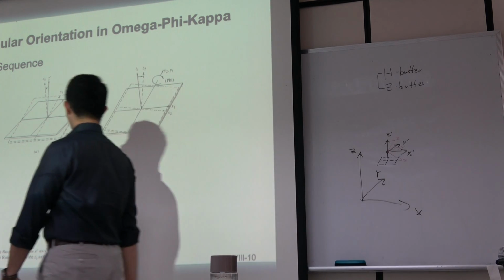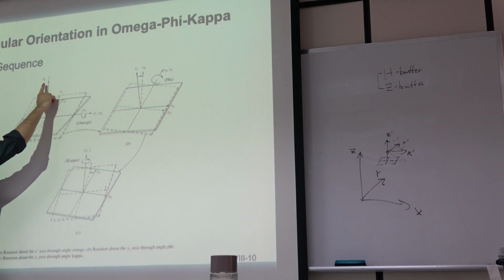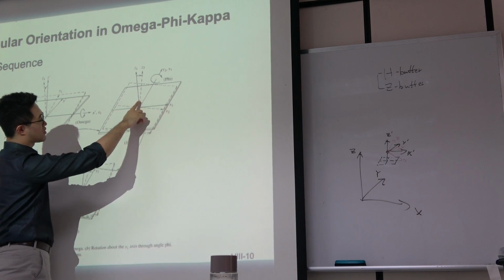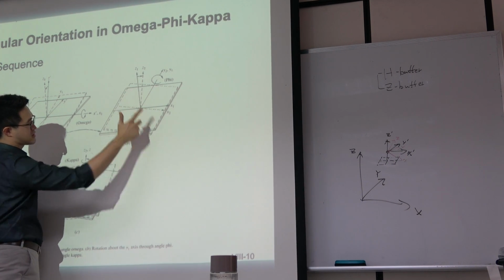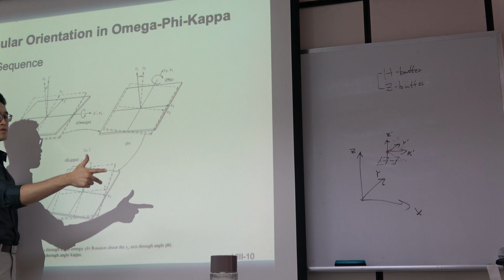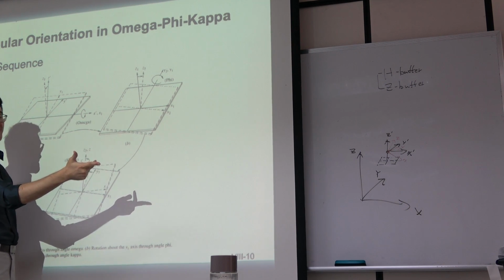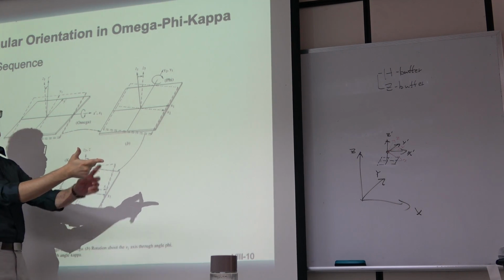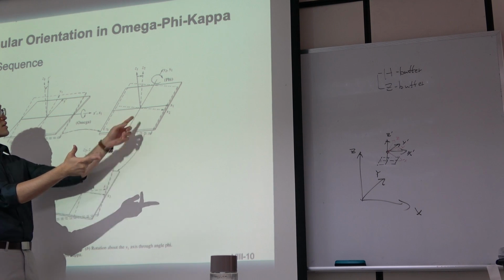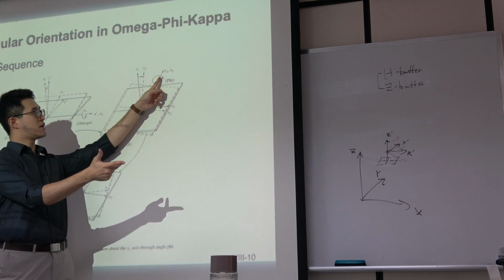So after that, we have the x1, y1, and z1 coordinate systems. As you can see here, we have the x1, y1, z1, which indicates that the omega has been rotated. And right now, we are going to rotate the phi. As you can see, the phi is along the y-axis.